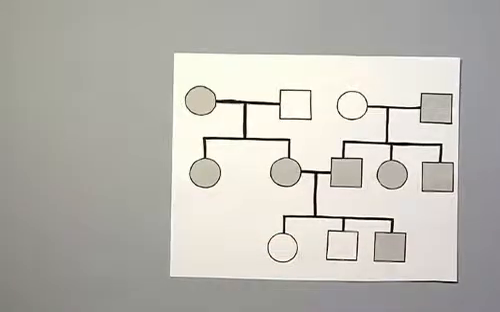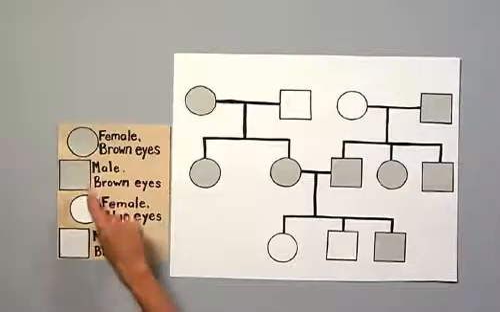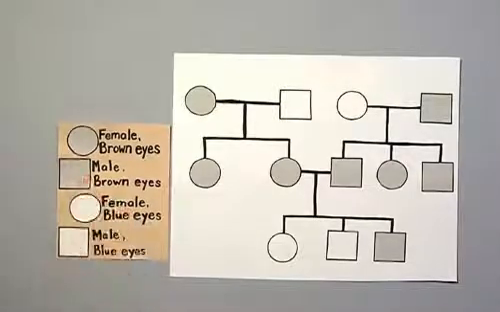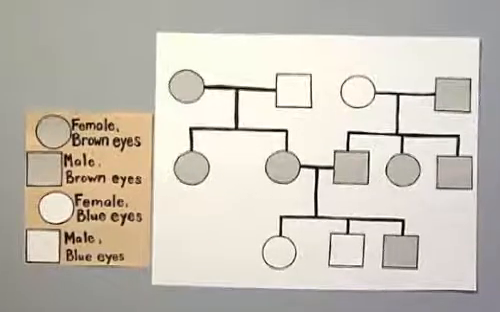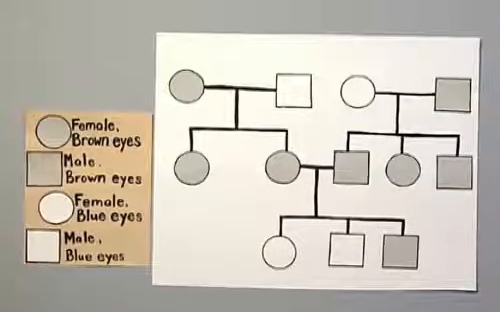First, we need to make sure we understand the symbols in the pedigree. Females are represented by circles, and males by squares. Whether or not a circle or square is shaded tells us which trait is expressed in that individual, in other words, the individual's phenotype. In this pedigree, shading represents brown eyes. A lack of shading indicates blue eyes.